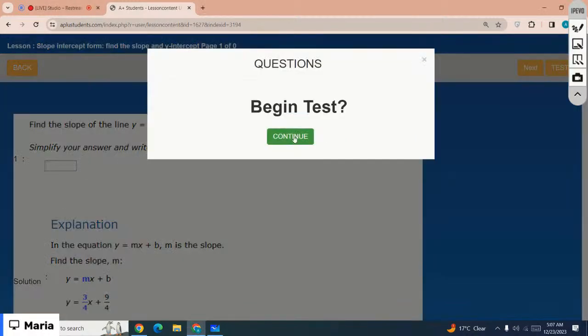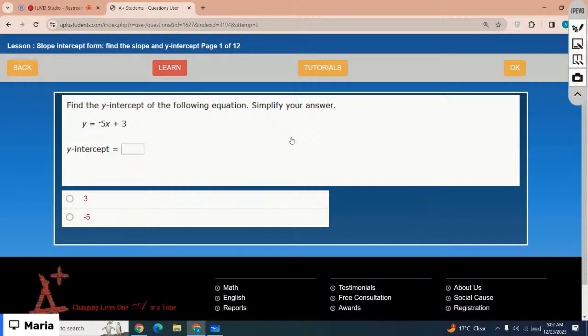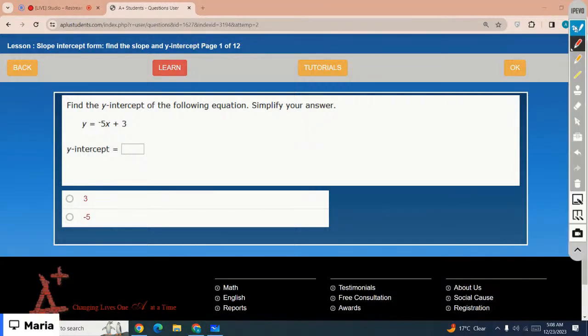Let's just start the test questions. Find the y-intercept of the equation, simplify your answer. Which is the correct option? You need to equate this equation with the slope-intercept form of the equation, which is y equals mx plus b. And the equation is y equals minus 5x plus 3. You just need to equate the equations.